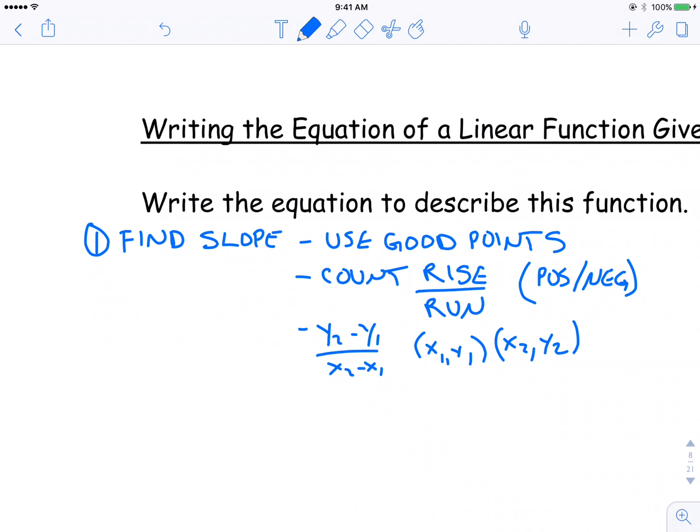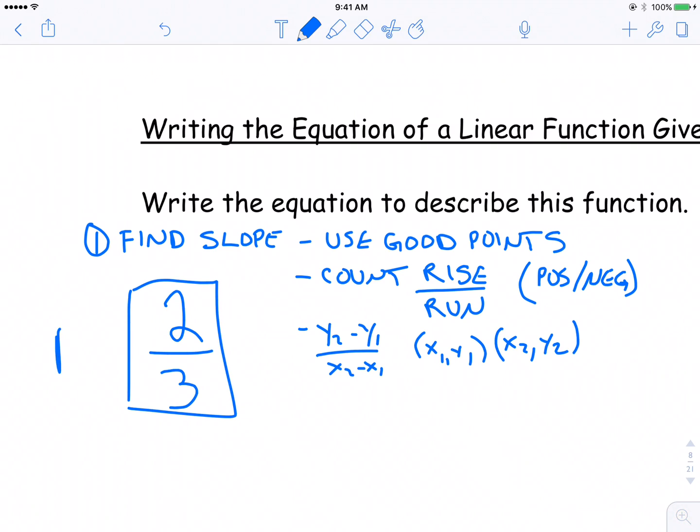So in this case, either way I find the slope, it's going to be 2 over 3, and I know it's positive because it's going up from left to right. So there's my slope, m equals 2 over 3.